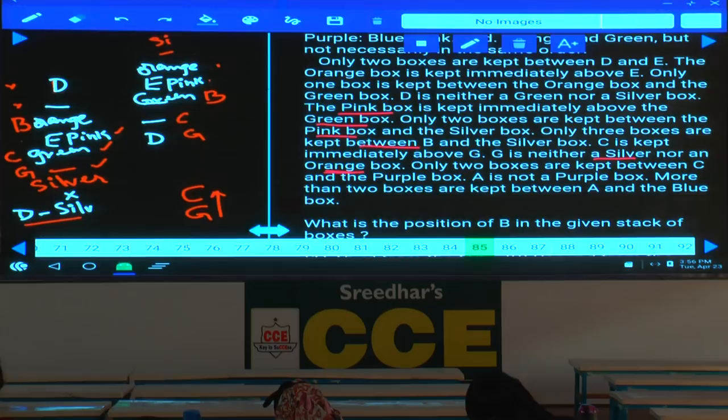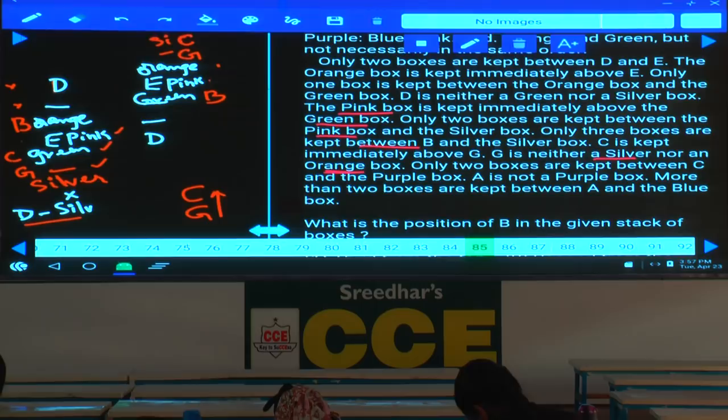Are you following this one or not? Yes. Now, G is neither a silver box nor an orange box. As G is neither silver nor orange, can we have these two, is this possible or not? Isn't it? This possibility we can have. And in the second case, C can be silver, then G will be afterwards. Done with this?